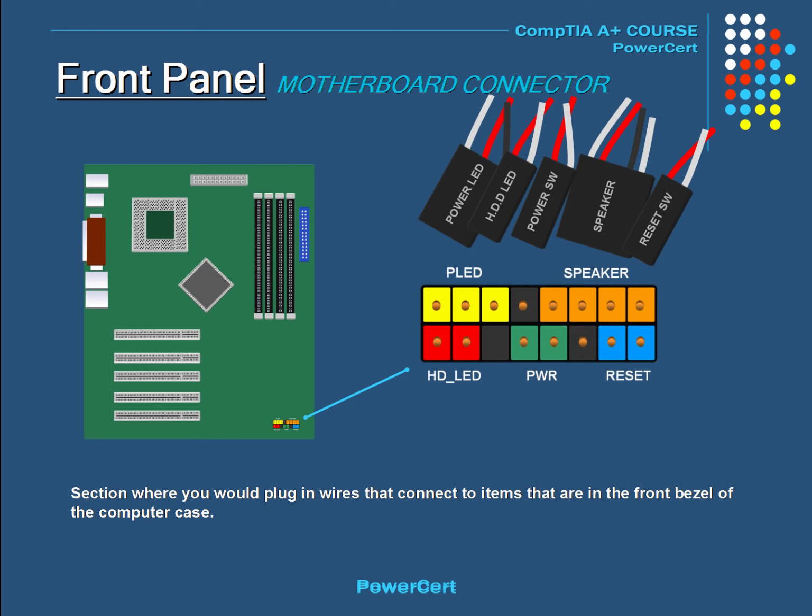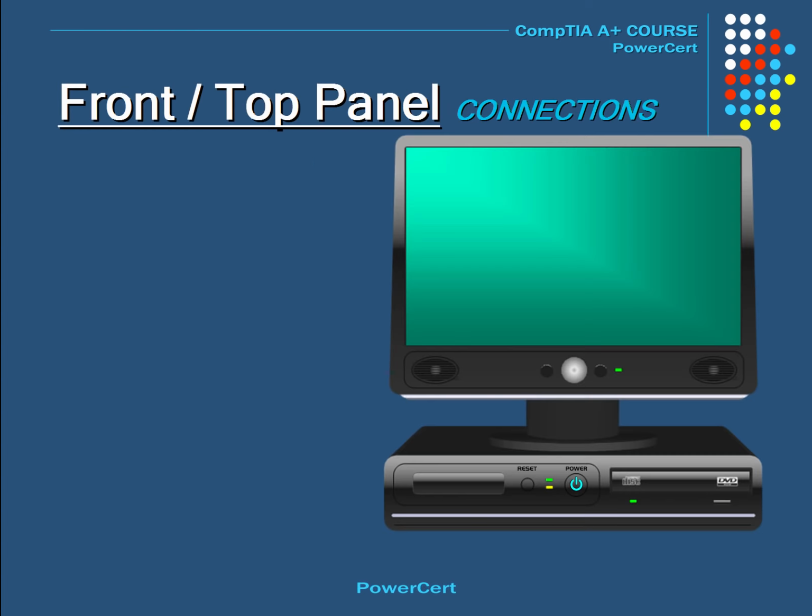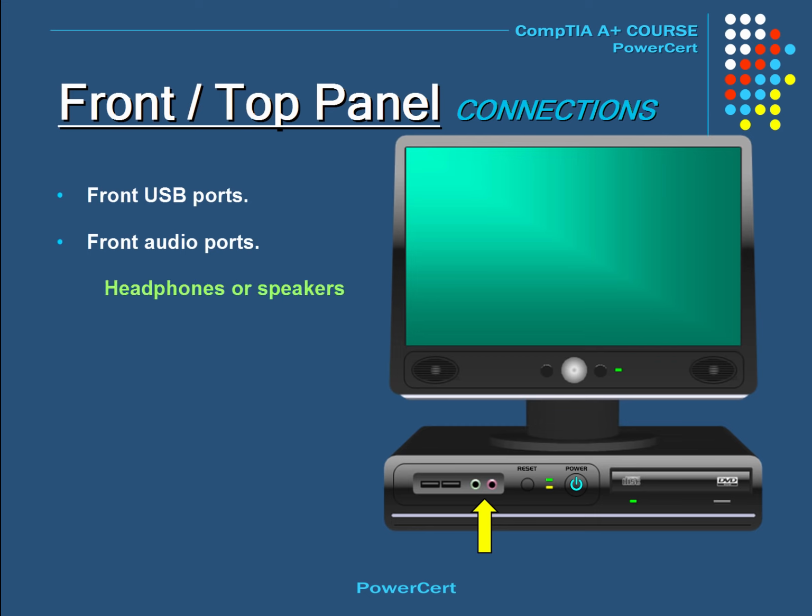Now oftentimes the front panel connector will be color-coded, as you see here, and this is to help identify where the wires connect to, which makes knowing where to connect the wires a lot easier. Most computers today will have certain common connections on the front panel of the computer for easier access. For example, you may find some USB ports in the front, and you may find some audio ports, one for headphones or speakers, and another one for a microphone.